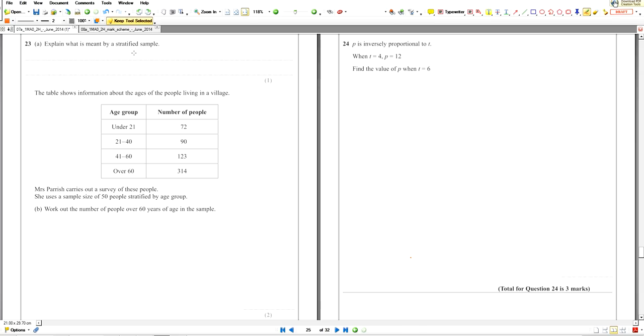Question 23a. Explain what is meant by a stratified sample. So a stratified sample is a sample in the same proportions as the population.